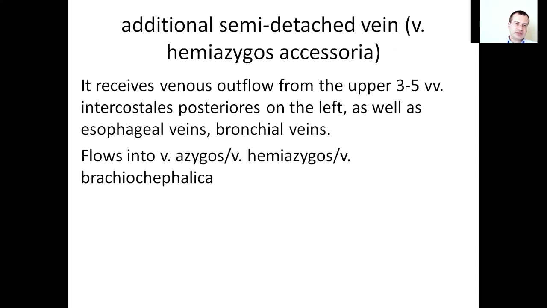Additional semi-unpaired vein. It receives venous outflow from the upper 3 to 5 posterior intercostal veins on the left, as well as esophageal veins and bronchial veins, and flows into the vena azygos, vena hemiazygos, and vena brachiocephalica.